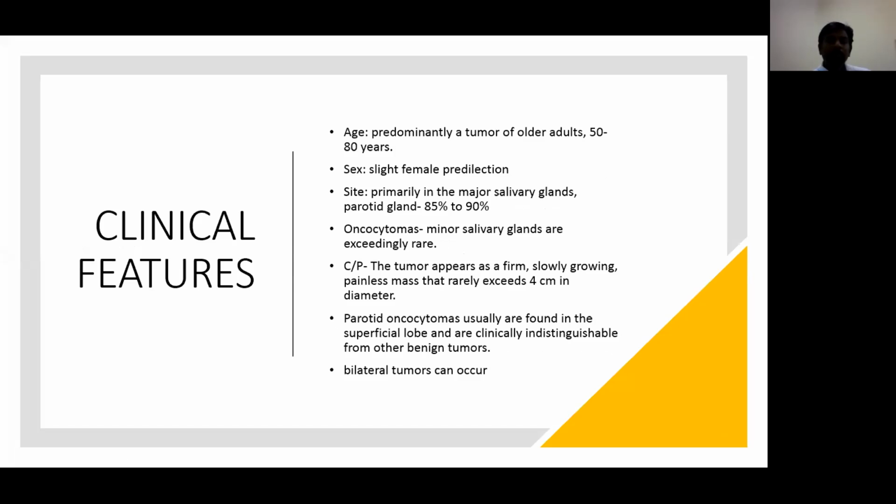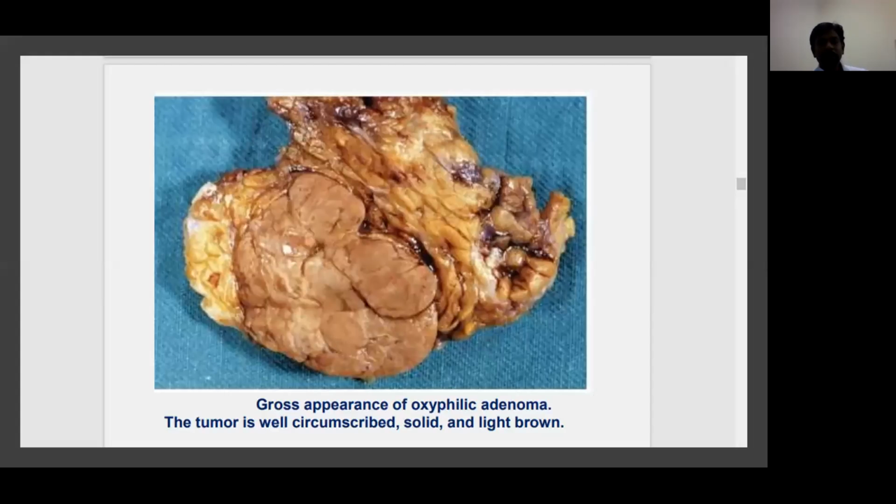Clinically, they occur in older patients, 50 to 80 years, and there is a female preponderance. The minor salivary glands are very rarely involved; parotid is the most common. Typically the tumor is slow growing and presents as a painless mass. Rarely it exceeds 4 centimeters, and bilaterality is also quite common.